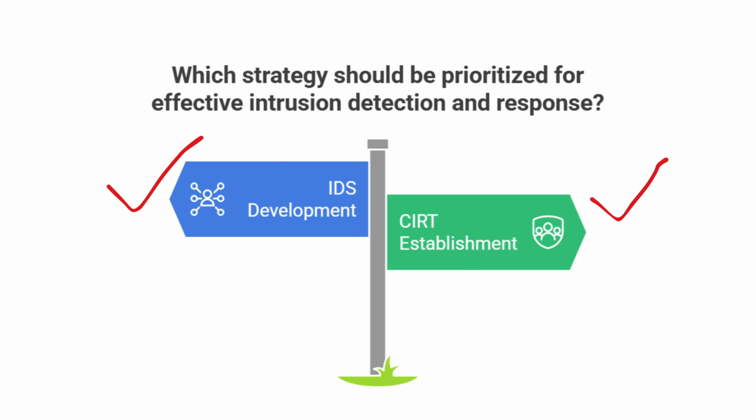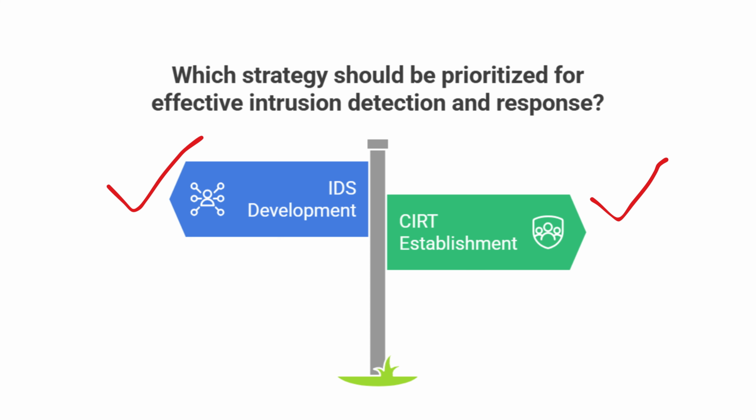Intrusion detection process. Intrusion detection and response involve two main tasks: creating and maintaining intrusion detection systems, IDS, to monitor networks and systems for suspicious activity, and establishing a computer incident response team, CIRT, to analyze alerts, investigate security incidents, and take appropriate action. Let's break these down.